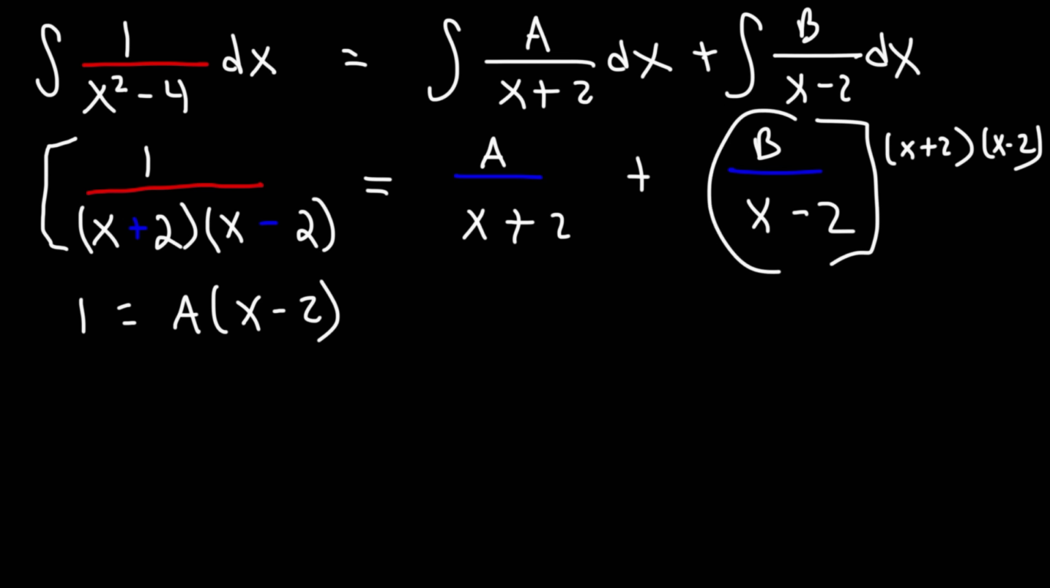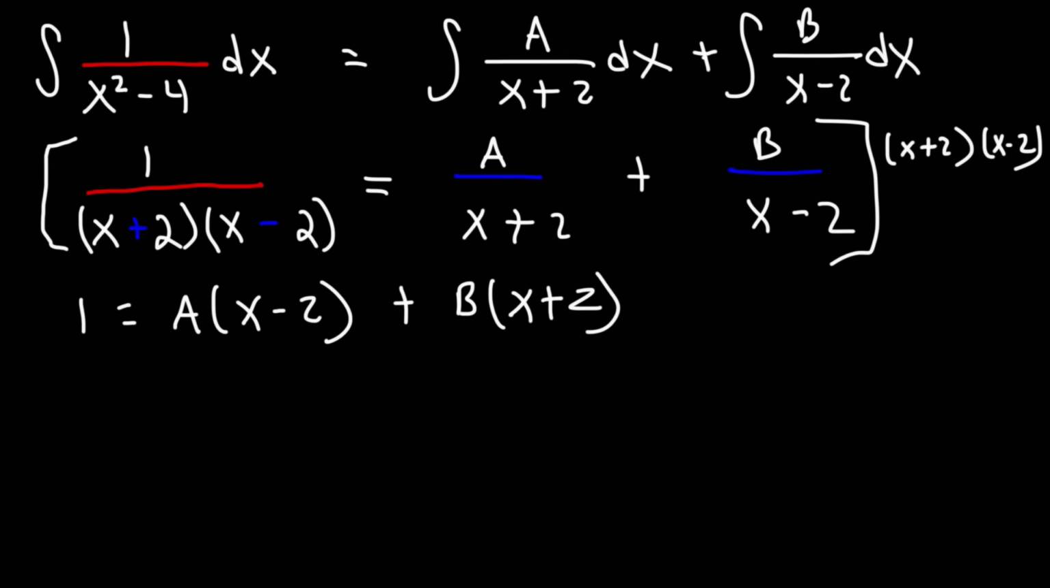Now let's take this fraction, multiply by those two factors. So x minus 2 will cancel, and we're going to have b times x plus 2. Now, when you have linear factors like x minus 2 and x plus 2, there's a shortcut technique that you could use in order to calculate the value of a and b, and that is by plugging in certain x values. If we were to plug in x equals 2, this term becomes 0.